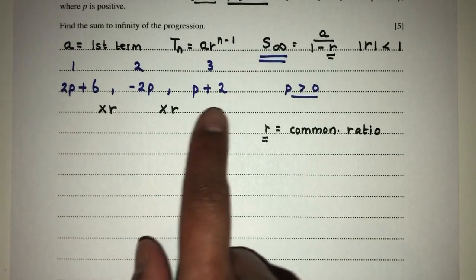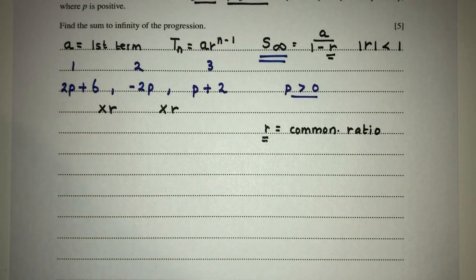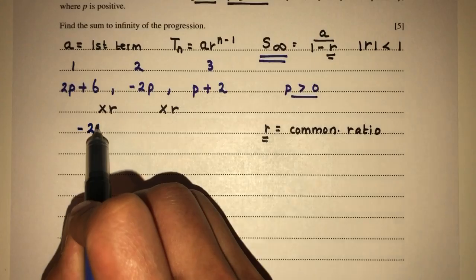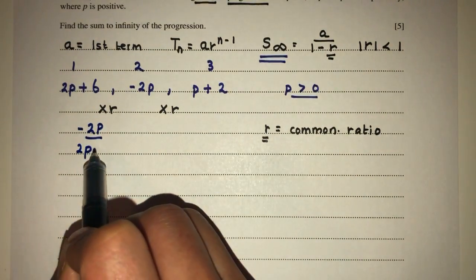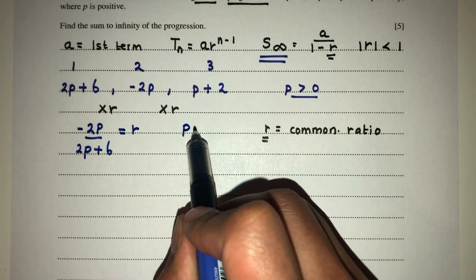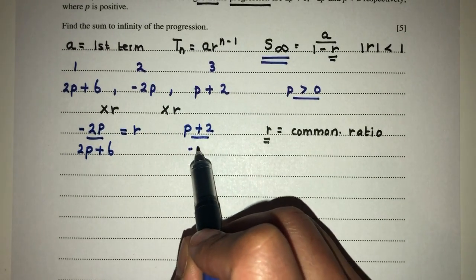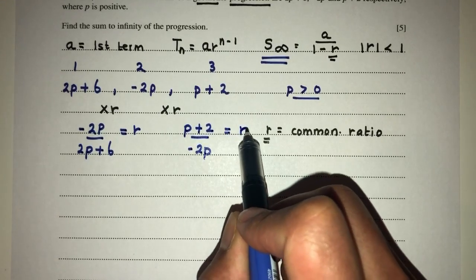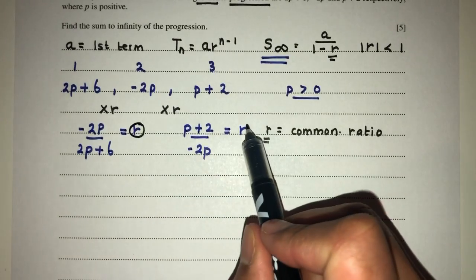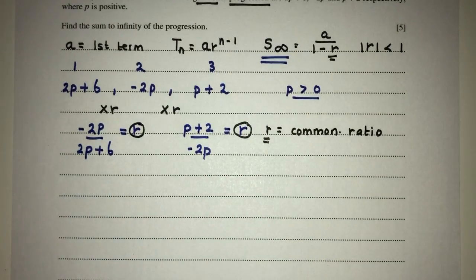So now we have to try to form an equation to help us find the value of this. If you have done many practices, you will know this pretty easily as well. You know that this second term divided by the first term will give you r. Also, if you take the third term divided by the second term, that will also give you r, right? So now we can form an equation. Here we have r, here we have r, so we solve simultaneously.